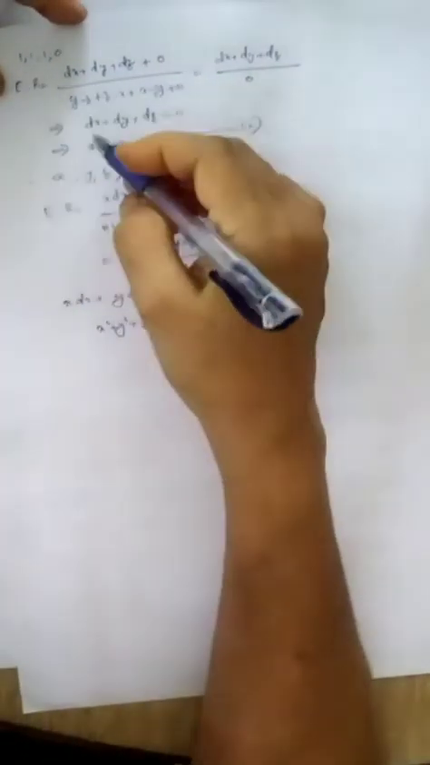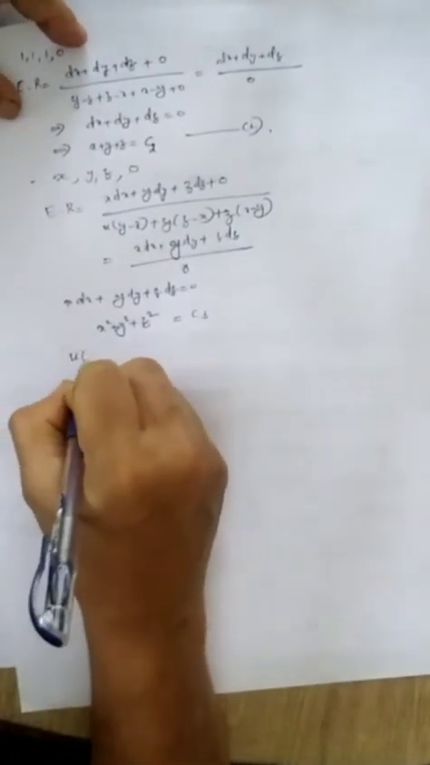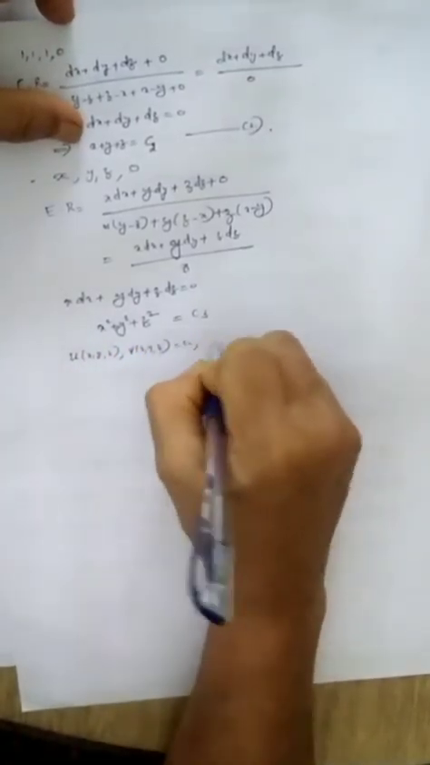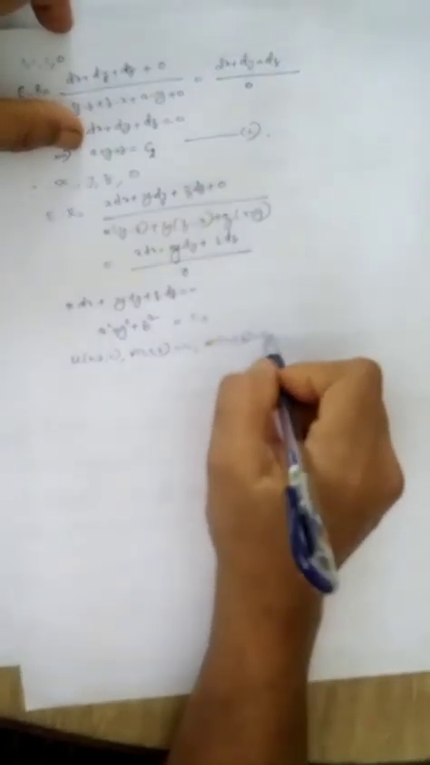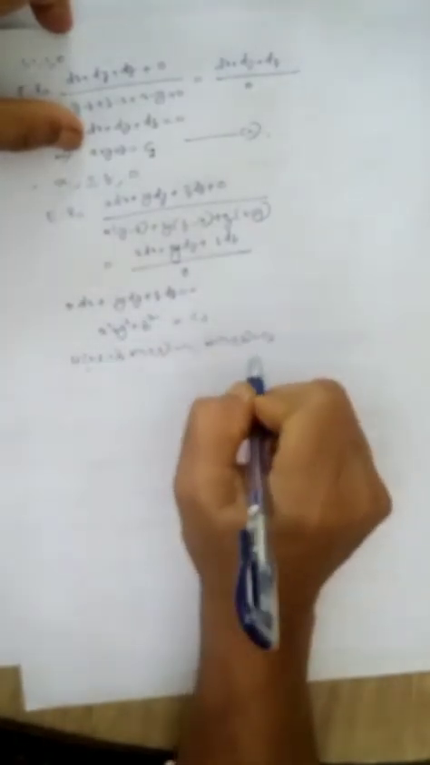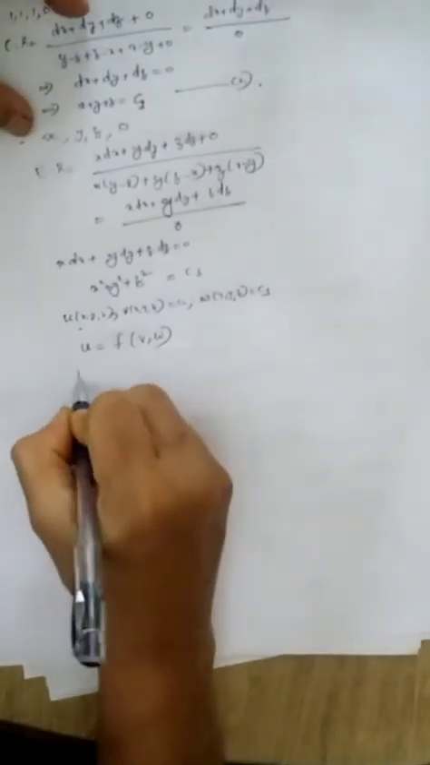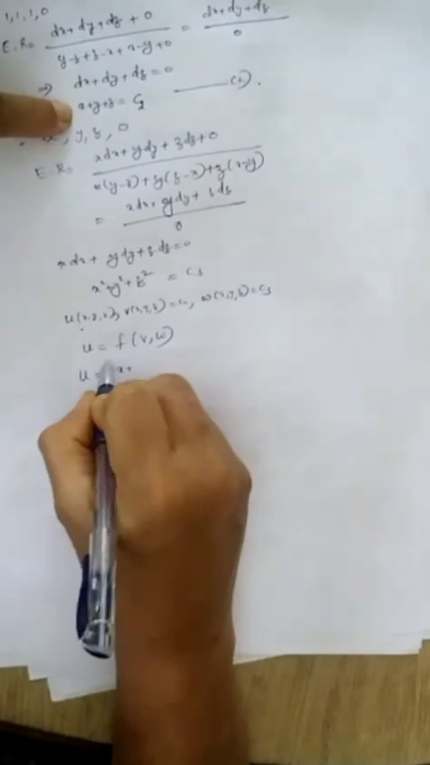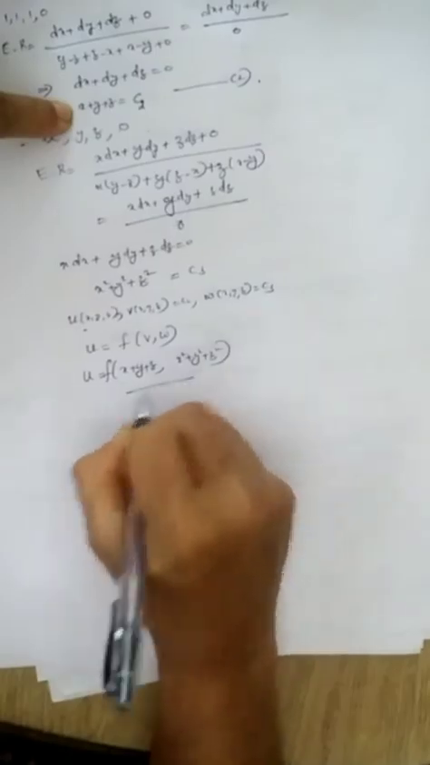Now, since there are 3 solutions, the solution contains 3 functions: u(x,y,z) = c1, v(x,y,z) = c2, and w(x,y,z) = c3. Then the solution of the partial differential equation having 3 independent variables can be written as one of them equal to a function of the others. So we can write u equal to a function of v and w. That is, u equal to a function of x + y + z and x² + y² + z². That is the answer. That is the solution.